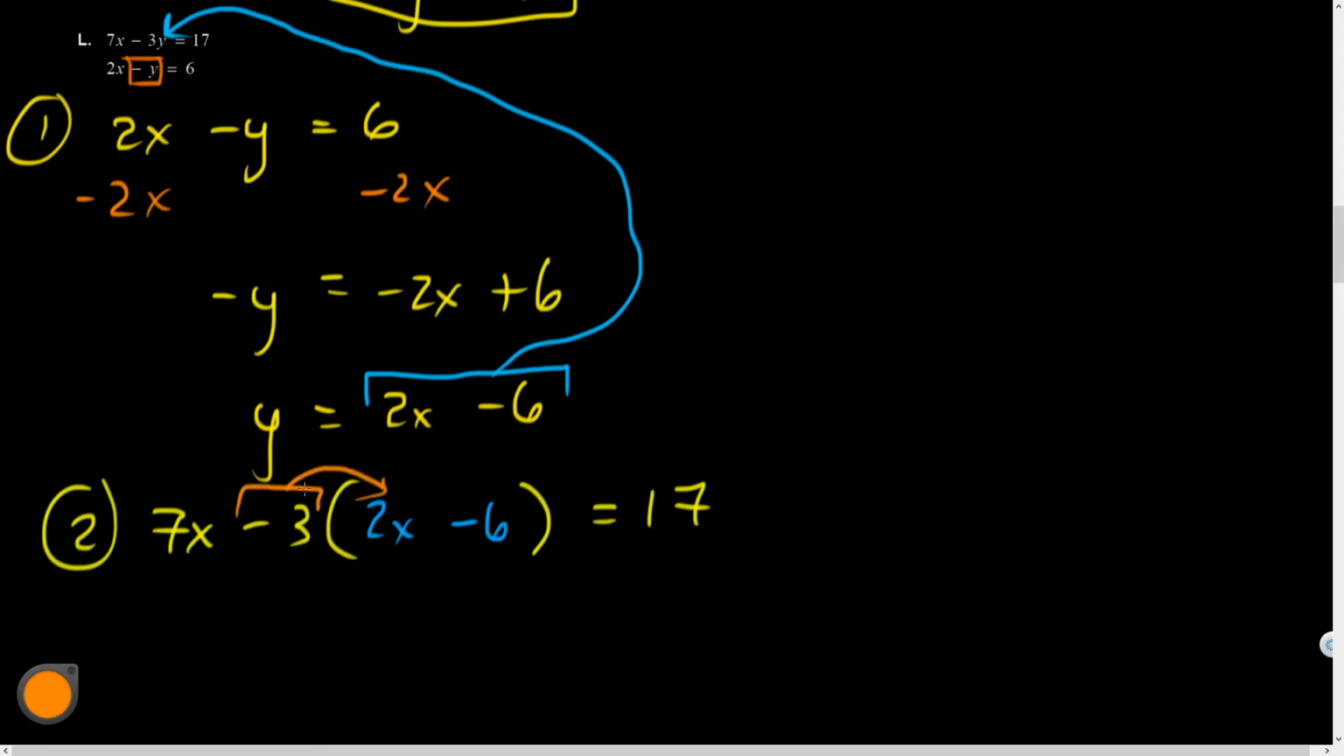All right. Super common mistake when distributing this. Careful. Make sure that minus sign goes to both of them. All right. So 7x minus 6x plus 18, because that double negative, equals 17.